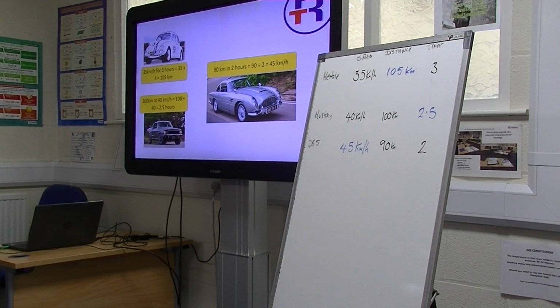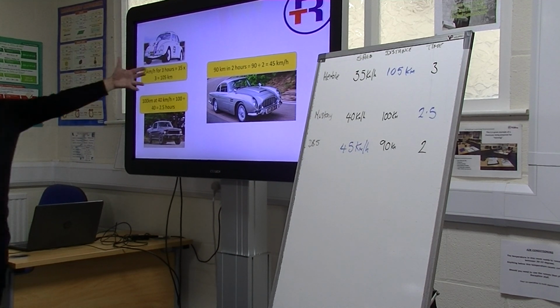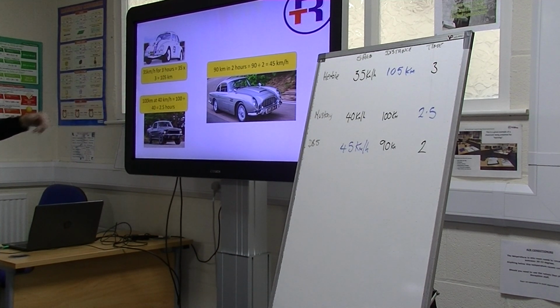Boom, there we go. Nice and easy, fairly straightforward. Just remember that triangle, because the rest of the information is given to you in the question.